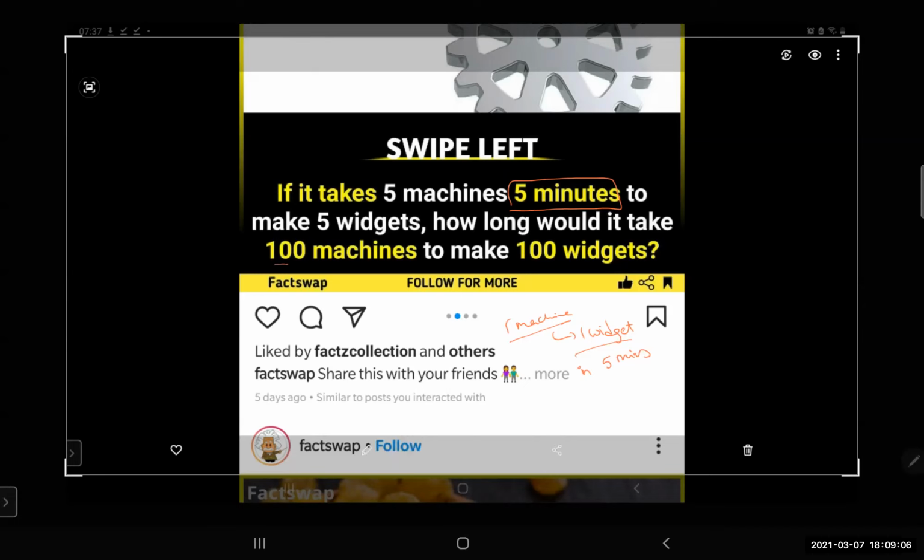Now what is the question? How long will 100 machines take to make 100 widgets? The answer is, it's still 5 minutes. Not 500 minutes. One machine, 1 widget, 5 minutes. 100 machines, 100 widgets is also 5 minutes. They are not asking you that 50 machines have to produce 100 widgets. It says 100 machines, 100 widgets. So each machine will take 5 minutes. So when 100 machines start in parallel, in 5 minutes all 100 widgets will be produced. Correct?